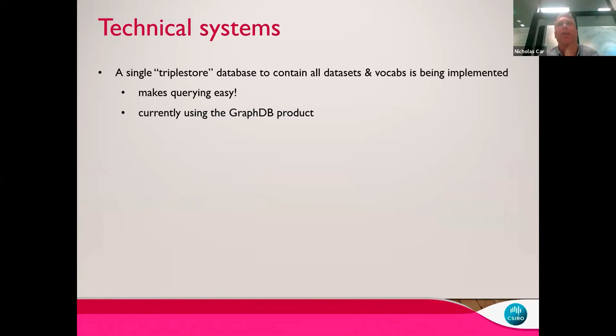We're using a single triple store database, which is an RDF database, to contain all the databases and vocabularies implemented in the project. This makes querying easy, and we're using the GraphDB product. There are many different open source and commercial triple stores out there. GraphDB is initially a free one, and it also has a commercial version. And we just try different products from time to time. And in this project, we're using GraphDB.